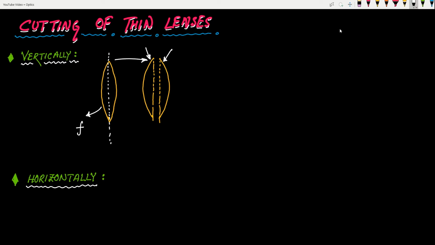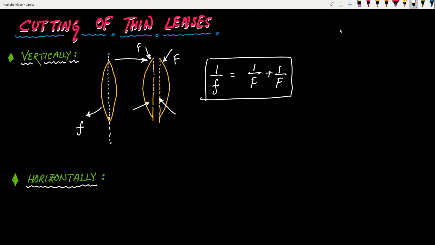So let's see. Suppose the focal length for these two lenses be capital F and capital F. Why will both be the same? Because both the lenses are identical, as you can see. Therefore both of them will have the same focal length. So 1 by f is equal to 1 by capital F plus 1 by capital F. Now you may be wondering how I wrote this. Very simple. These two lenses combine to produce this lens, so the combined effect of these two lenses will be this. So we can use this formula.